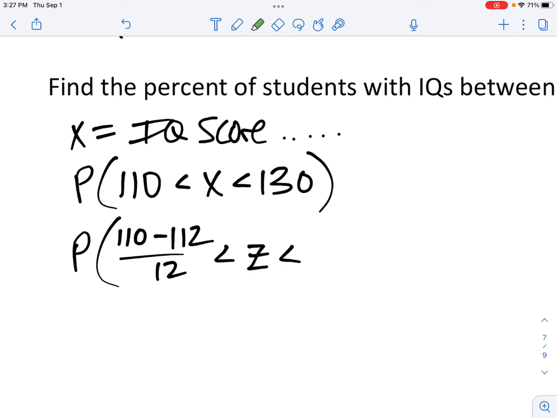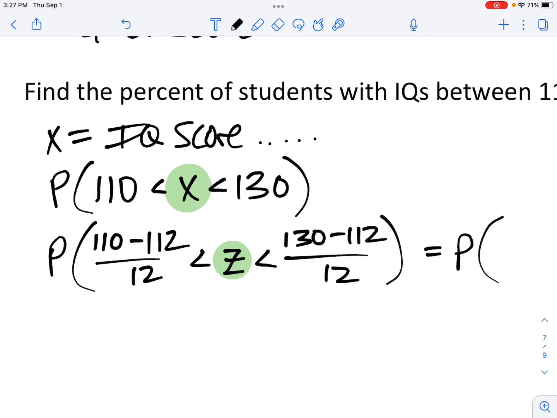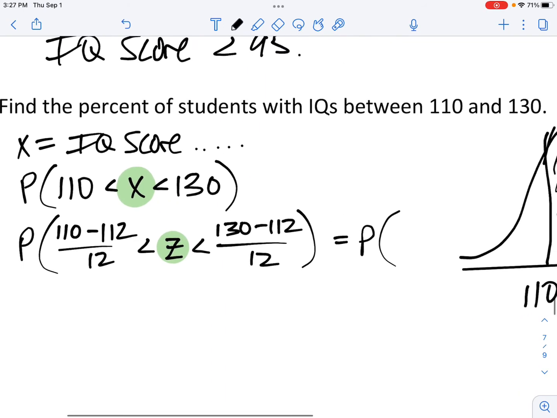And make sure that once you're converting to a z-score, your X changes to a z. And I'm going to do the same formula over here. So 130 minus 112 divided by 12. And I can crunch those two z-scores really quick. That gives me a z-score of negative 0.16. I'm running a little bit out of room, my bad. And then when you do this one, 130 minus 112 over 12, you get positive 1.5.